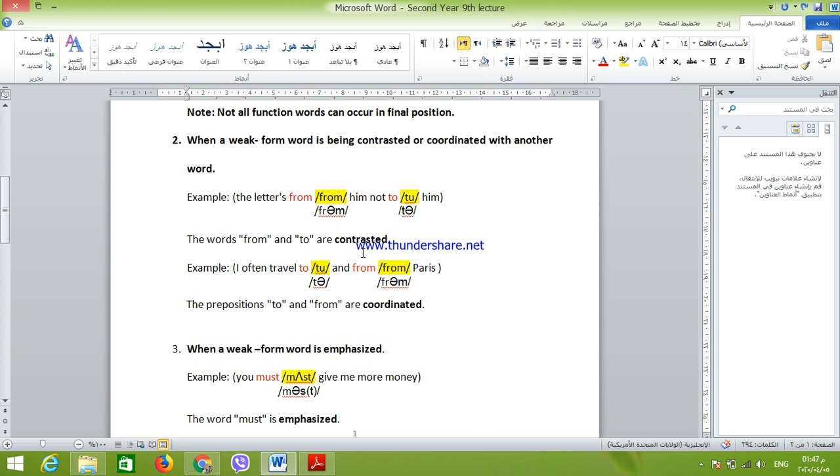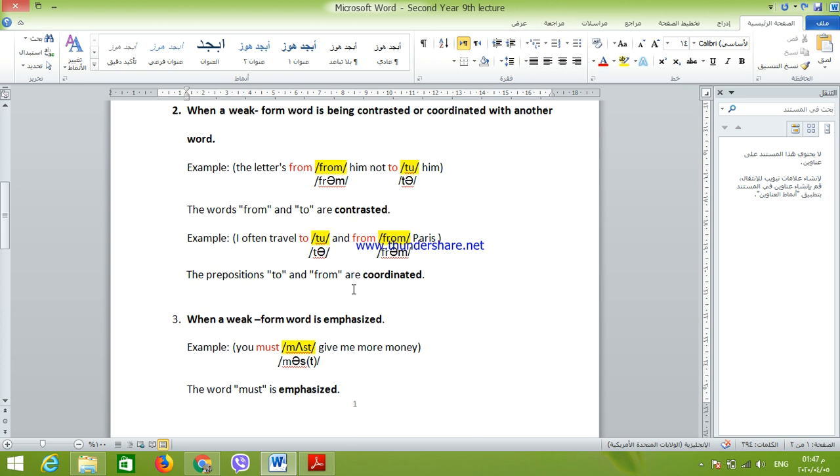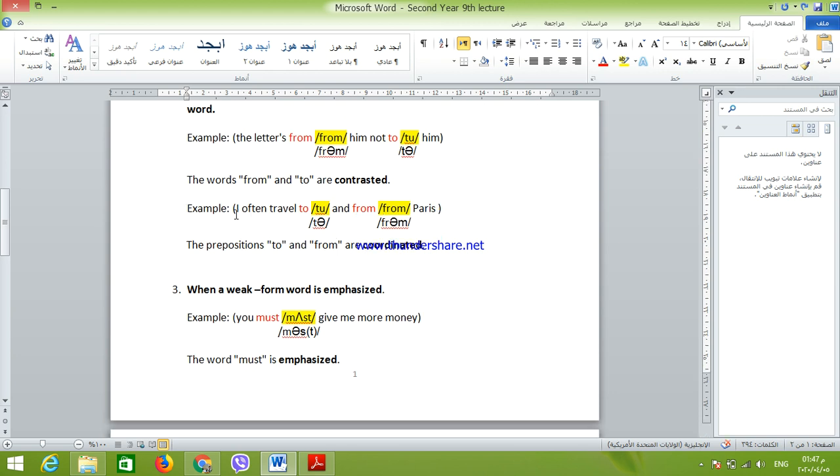The same prepositions are contrasted in this sentence, coordinated. I often traveled to and from Paris. To and from are two prepositions which are coordinated in this sentence. That's why they keep their strong form. Okay, this is another case.